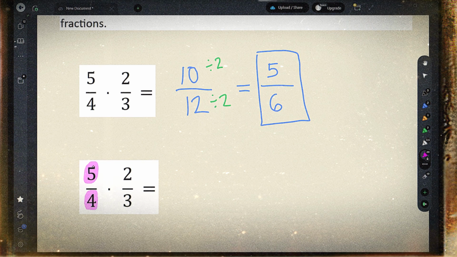But I can also check, does this numerator 5 have a common factor with the other denominator, which is a 3? Do 5 and 3 have any common factors? No, they don't. So there's nothing to simplify there. Let's move on to this numerator, which is a 2. 2 over 3, 2 and 3 have no common factors, but I can also check this numerator 2 with the other denominator 4. And guess what? 2 and 4 do have a common factor, which is a 2. So we can divide out a 2 before we multiply. Let's do that.